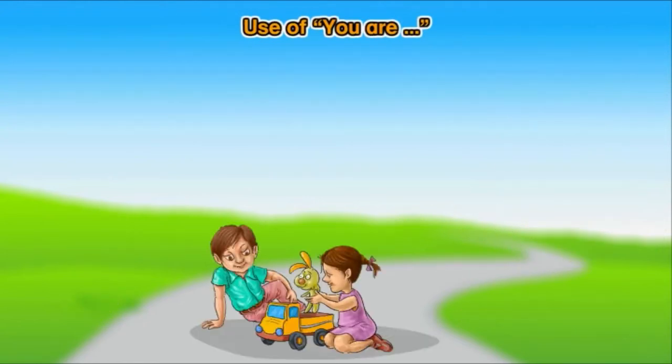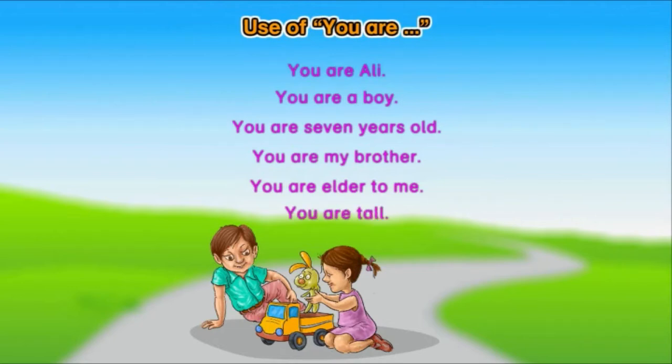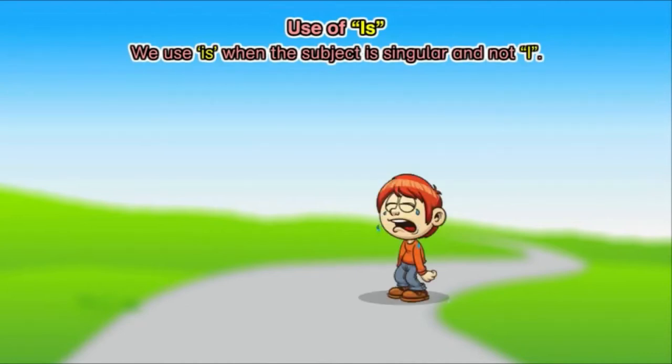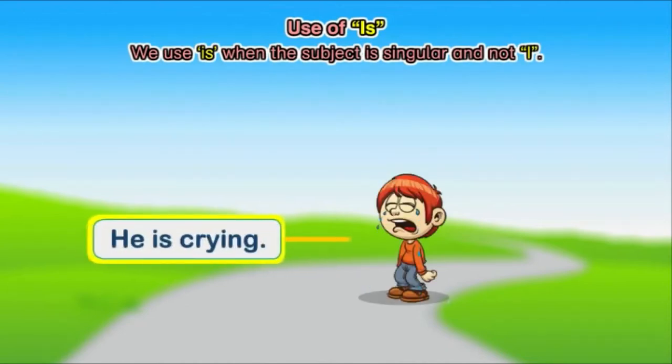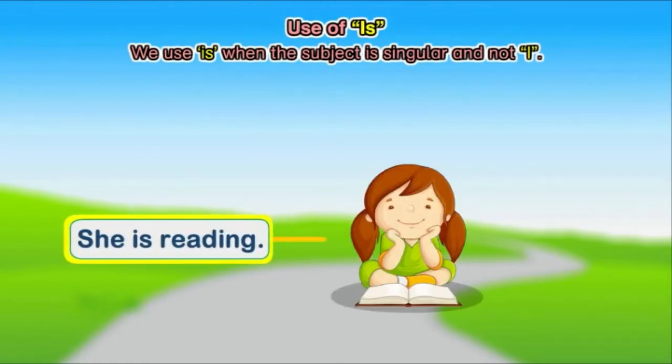Use of you are. You are Ali. You are a boy. You are 7 years old. You are my brother. You are elder to me. You are tall. Use of is. We use is when the subject is singular and not I. He is crying. She is reading.